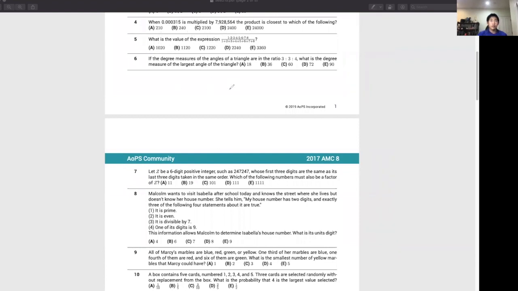Okay, we have problem 6. If the degree measures of the angles of a triangle are in the ratio 3 to 3 to 4, what is the degree measure of the largest angle of the triangle?